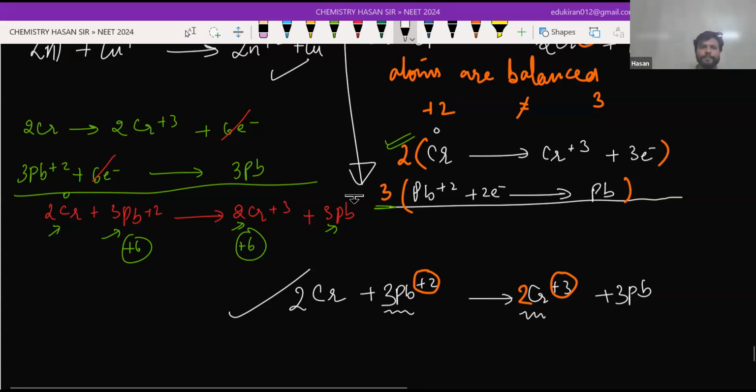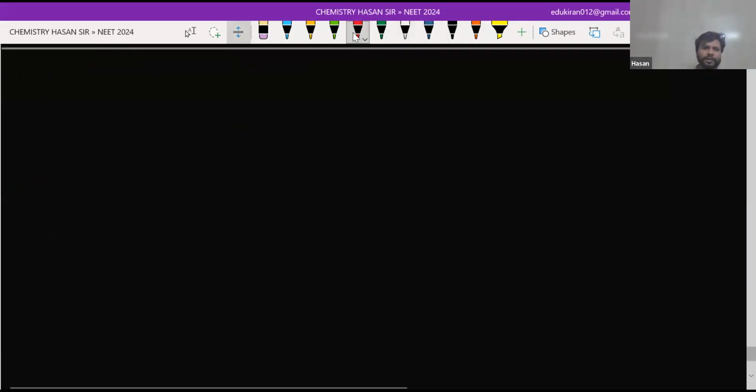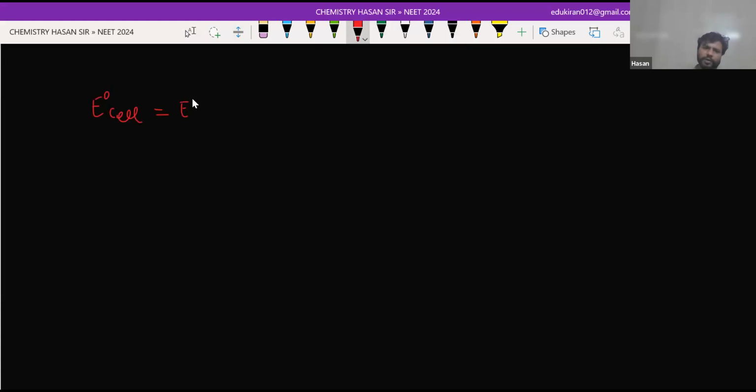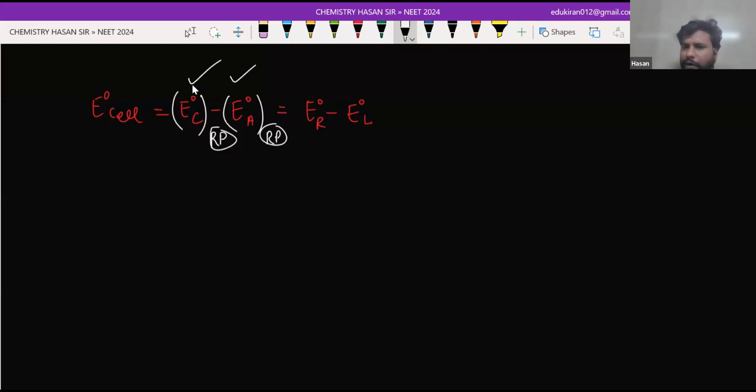Okay. Now see. So you know how to calculate E naught cell, right? E naught cell is equal to E naught cathode minus E naught anode, or we write E naught right minus E naught left. Basically, always remember that whenever we write the value for cathode or anode, we write the reduction potential, not oxidation potential. Why am I saying that? Because at anode, oxidation takes place, and generally oxidation potential value is given. So you have to convert that into reduction potential by just changing the sign.